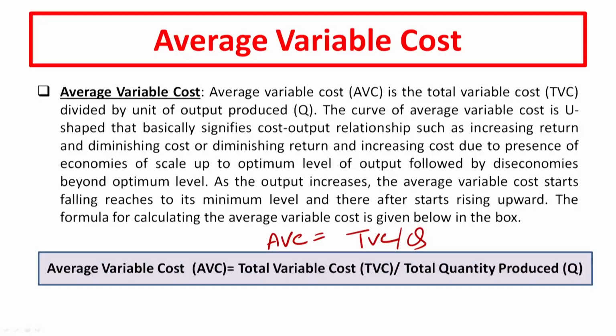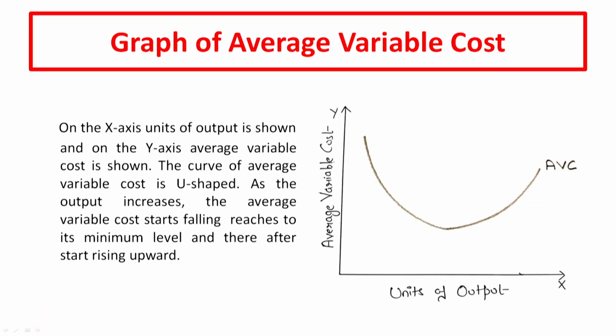Why is it U-shaped? Because the average cost itself is U-shaped, and average variable cost is nothing but derived from the average cost itself. Average variable cost will be U-shaped because it is a part of average cost. So, the graph of average variable cost will also be U-shaped.